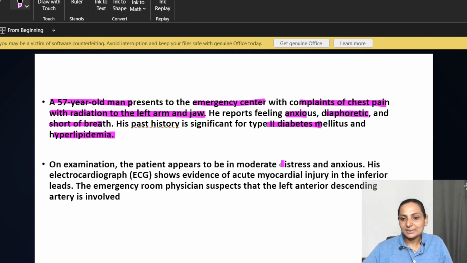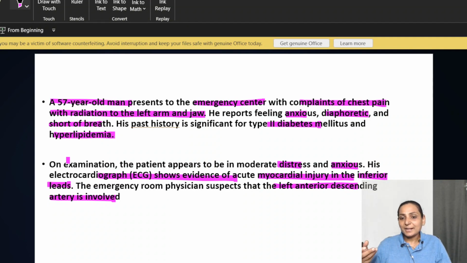On examination, he is in distress, he is anxious, and therefore ECG recording has been done, which shows evidence of acute myocardial infarction in the inferior leads. And the physician suspects the left anterior descending artery is involved. So this is the typical question or a clinical case. Sometimes you may be given that it is a clinical history of myocardial infarction. Sometimes you may not be given and you may be asked to diagnose the condition. So remember, chest pain radiating to the left arm is the biggest clue.